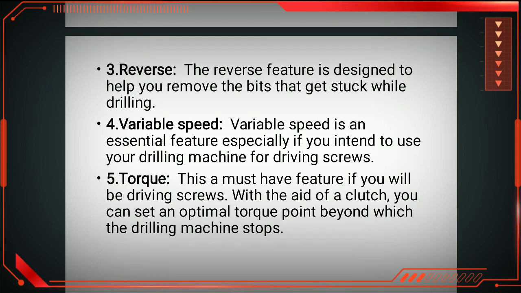Fourth one, variable speed. Variable speed is an essential feature especially if you intend to use your drilling machine for driving screws. And last one, torque. This is a must have feature if you will be driving screws with the aid of a clutch. You can set an optional torque point beyond which the drilling machine stops.